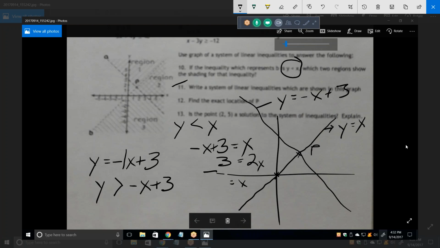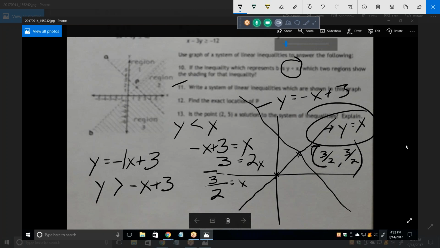So what's y? What's the second equation we came up with? Y equals x, so 3 over 2. Don't make it more complicated than it is. Y equals x. X equals 3 over 2. Therefore, y is 3 over 2. So the coordinates of that point are 3 halves, comma, 3 halves.